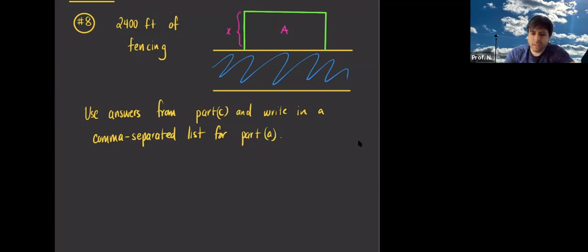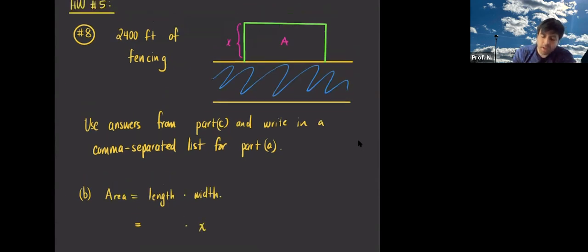So part B is really the core of this problem, right? Part B is asking, what is the function that models the area? Now that's the key here. Again, what's the area of a rectangle? It's quite simple: length times width. So we know the width, right? Let me just put this as a dot. We know the width is what? Isn't it x?